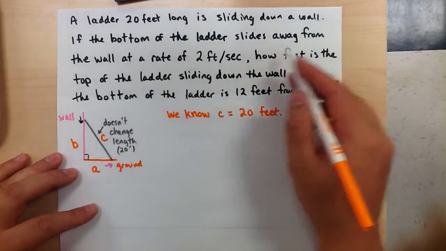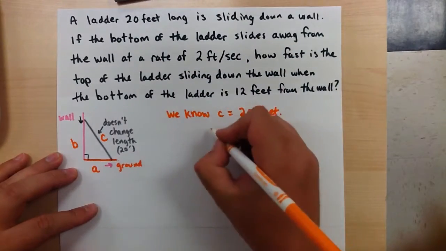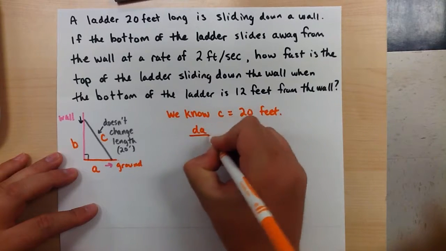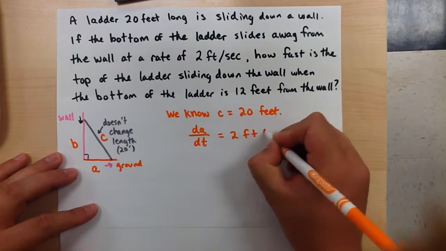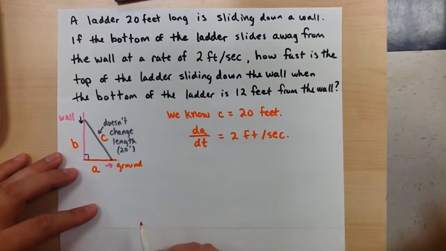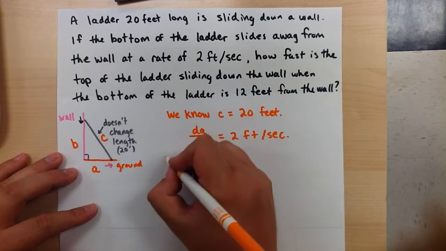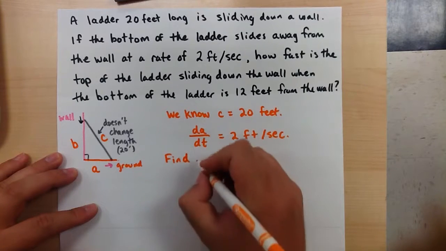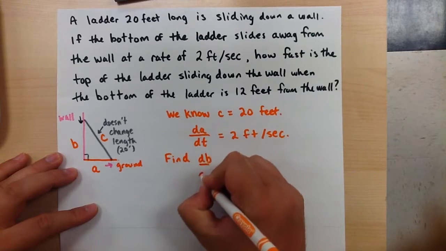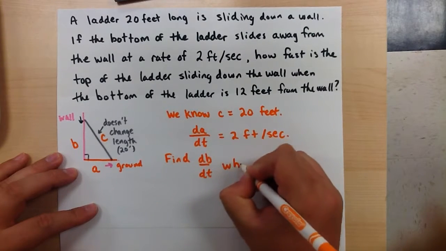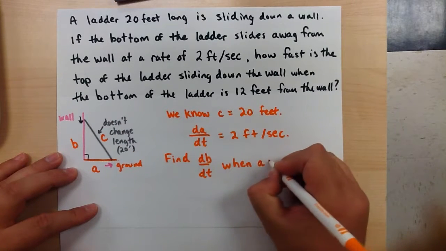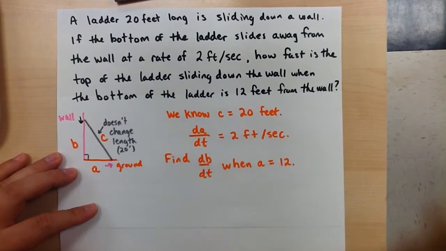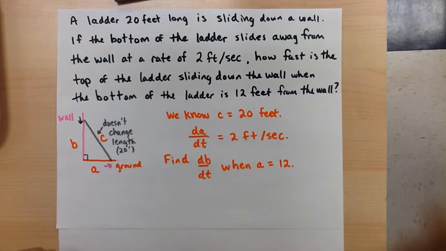We know that the ladder slides away from the wall, so it's going this way. So we know the change in A, dA over dt, is a positive 2 feet per second. We're trying to find dB over dt when the bottom of the ladder is 12 feet from the wall, so when A is 12. So there's our situation, and we need to look at using Pythagorean theorem.